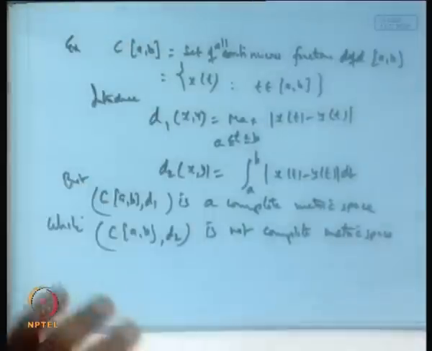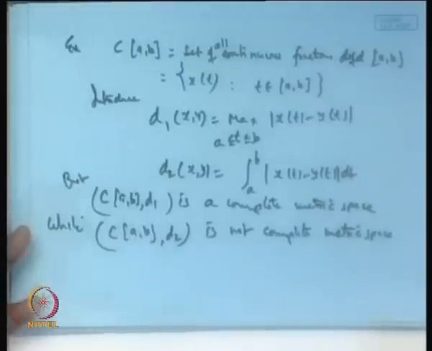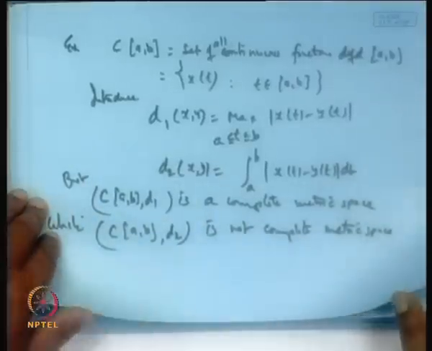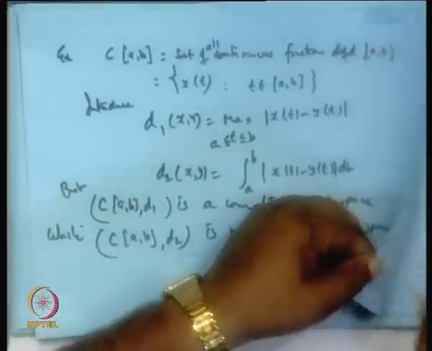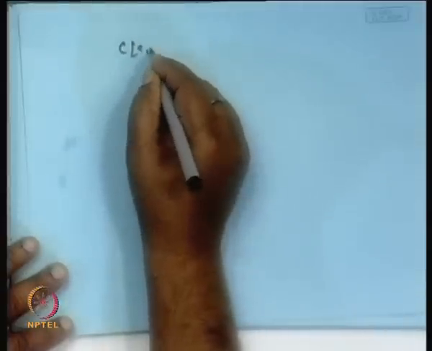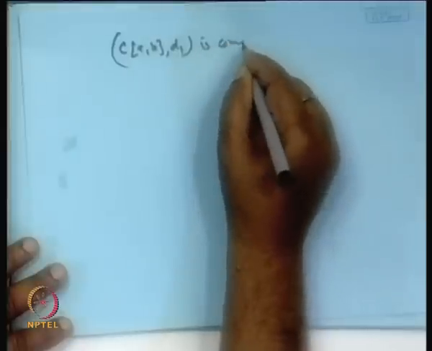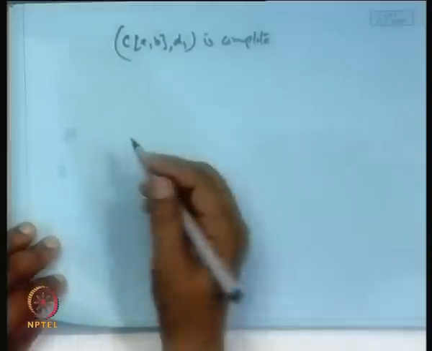So, the completeness of a space depends totally on the metric. If I change the metric, the completeness may be lost. Okay, so let us see the proof. The first part of the proof does not require much: that C[a,b] under D1 is complete. This we want. So, start with a Cauchy sequence.